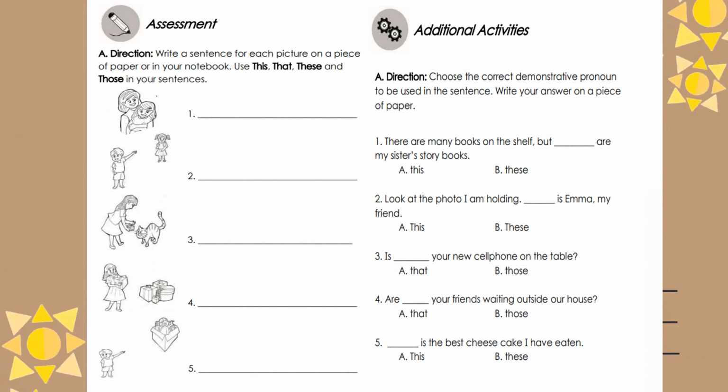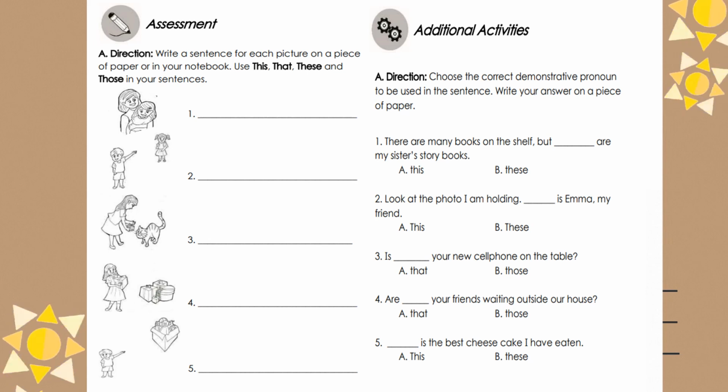For the assessment, write a sentence for each picture on a piece of paper or in your notebook. Use this, that, these, and those in your sentences. And for the additional activities, choose the correct demonstrative pronoun to be used in the sentence. Write your answer on a piece of paper.